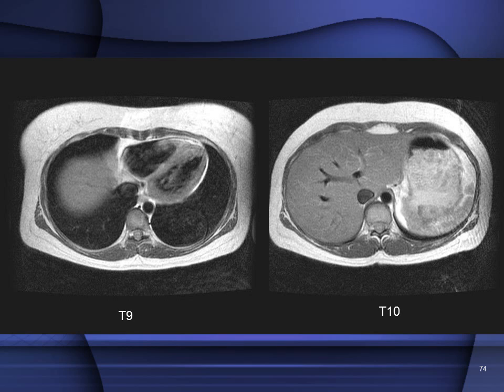Descending aorta or abdominal aorta in this case. Liver with vena cava. Stomach with the gastric bowel and part of the spleen, and erector spinae musculature.